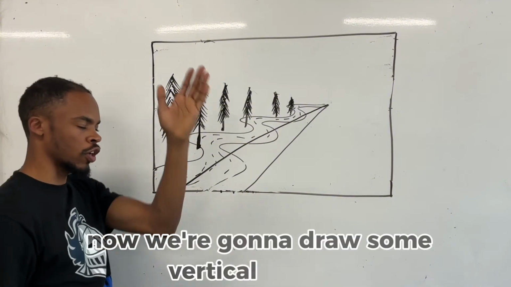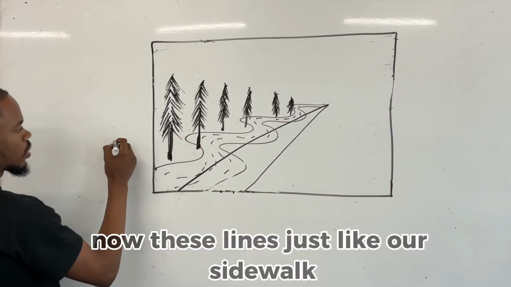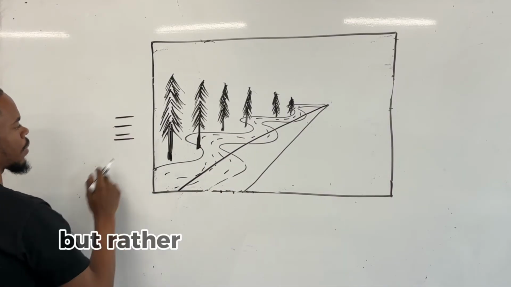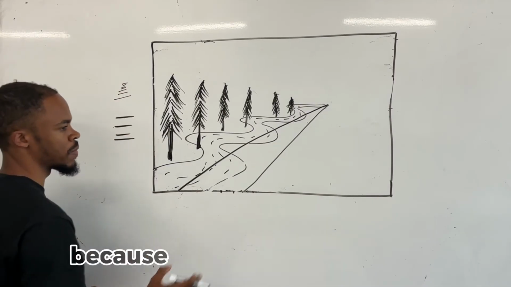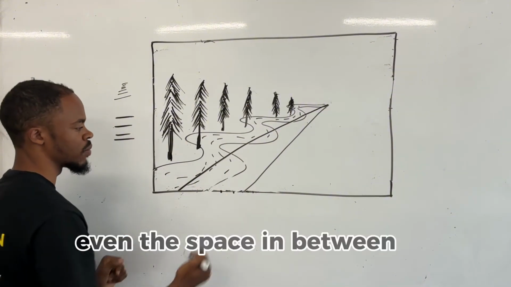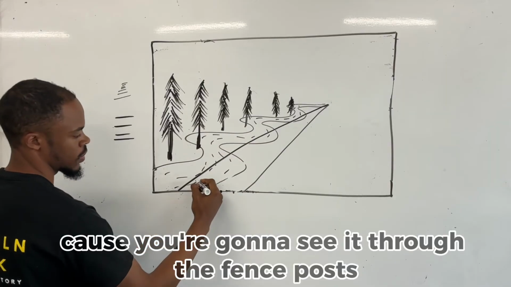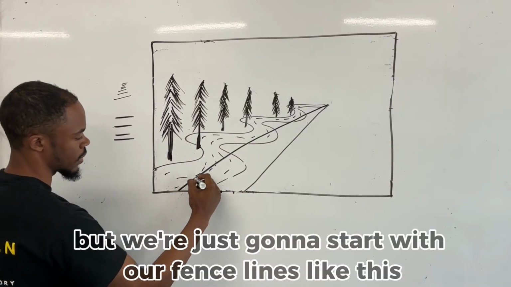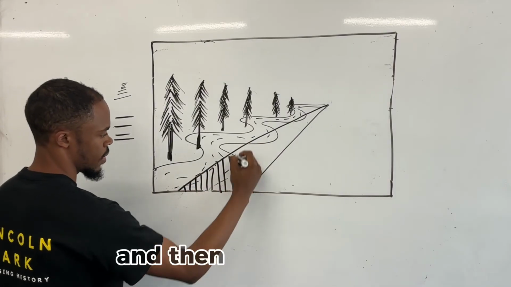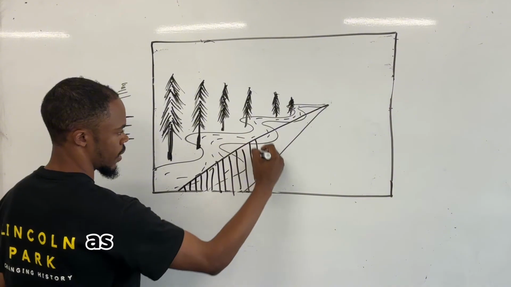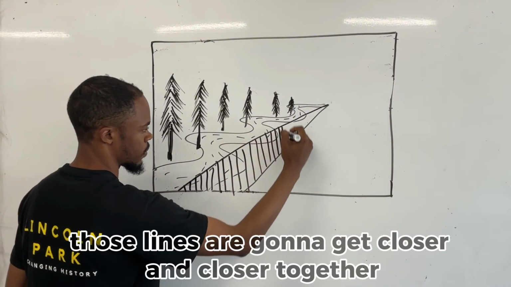Now, we're going to draw some vertical lines in for the slats of our fence. Now, these lines, just like our sidewalk, aren't going to be evenly spaced, but rather, as they get off into the distance, they're going to get closer and closer spaced because everything gets smaller, even the spacing between the fence posts. So, we don't even need to erase anything in here because you're going to see it through the fence posts, but we're just going to start with our fence lines like this. Vertical lines. And then, as I mentioned, as we get further off into the distance, those lines are going to get closer and closer together.